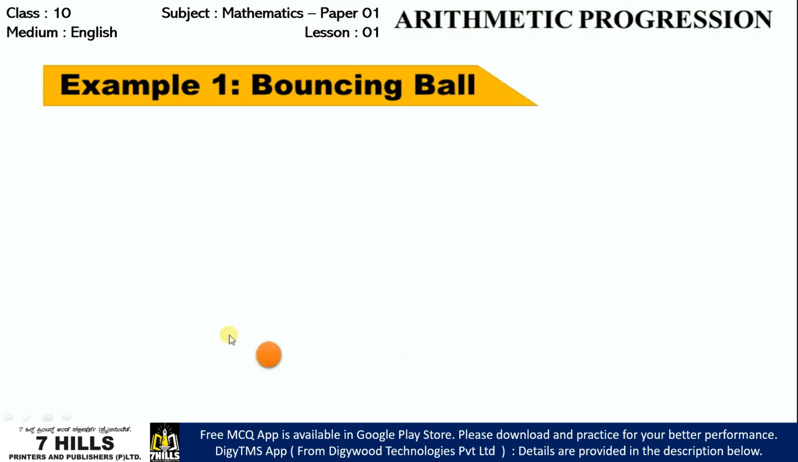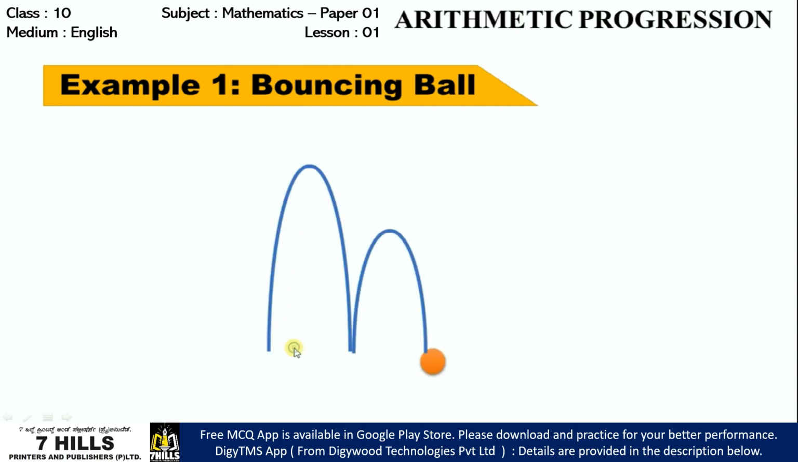Students, let us take an example to understand a non-sequence. What do you see here? It is a ball. What happens if you hit the ball to the ground? It bounces. Let us see how it bounces. What happened? At every bounce, the rubber ball height has decreased by half.